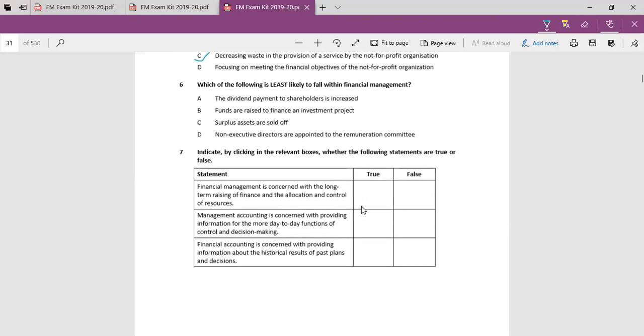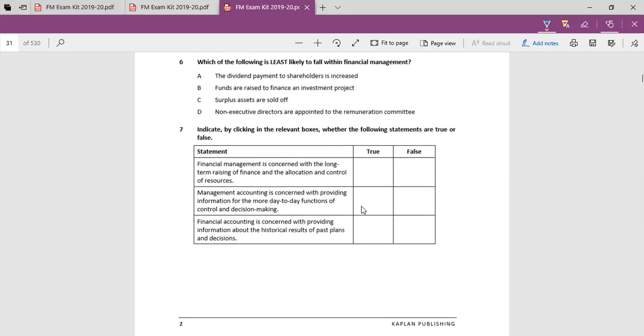Which of the following is least likely to fall within financial management? The dividend payment to shareholders is increased. Funds are raised to finance an investment project. Surplus assets are sold off. Non-executive directors are appointed to the remuneration committee. 1 and 2 are a part of financial management. Yes. Then between C and D? D. Okay. Yes, the option.